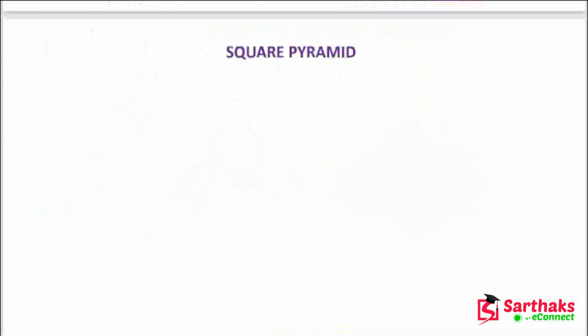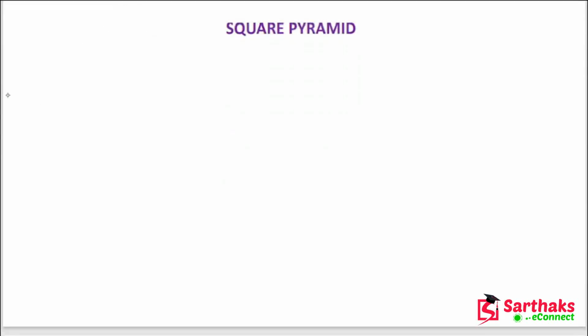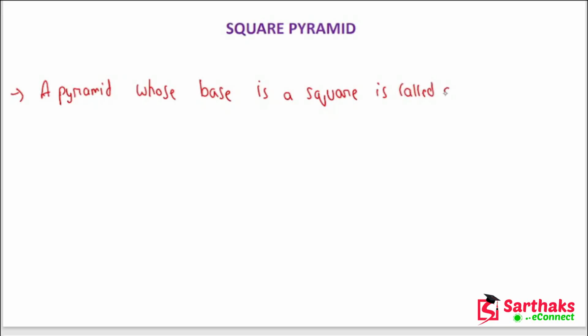Now let us talk about the square pyramid. Now, what is a square pyramid? As the name suggests, a pyramid whose base is a square is called a square pyramid, right? So a pyramid whose base is a square is called a square pyramid.